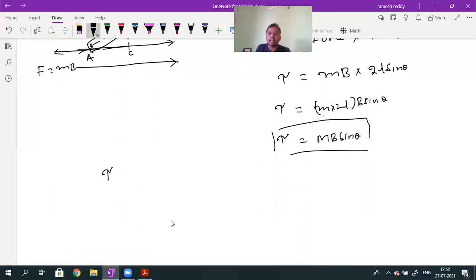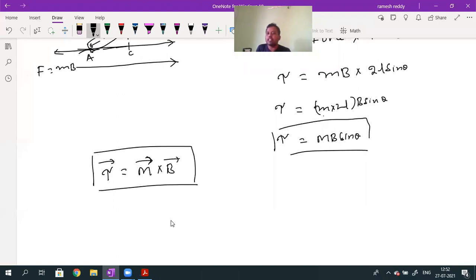What is the vector form of tau? Torque is a vector quantity, so in vector form it can be written as M bar cross B bar. This is the vector form of torque. Torque is the cross product of which ones? M bar and B bar. The magnitude of M bar cross B bar is MB sine theta, where theta is the angle between M bar and B bar.